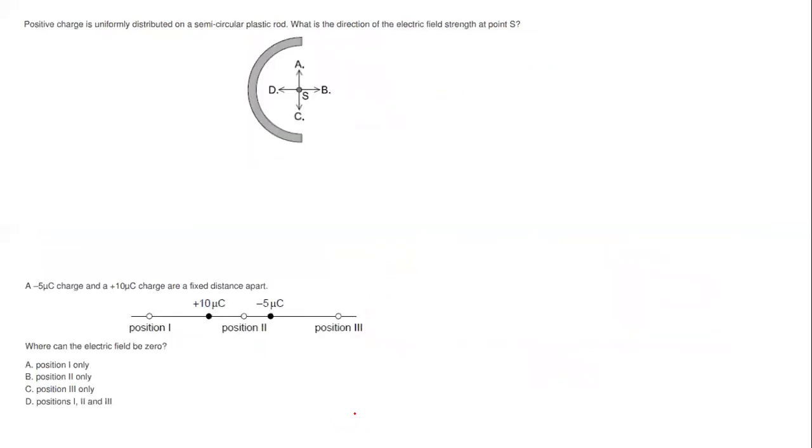Okay, next. Positive charge is uniformly distributed on a circular plastic rod. What is the direction of the electric field? So you have positive charge everywhere here. Now what will happen? The positive charge at point S will have an electric field in this direction. This will have an electric field in this direction. This will have an electric field in this direction. This will have an electric field like this. This will have an electric field like this.